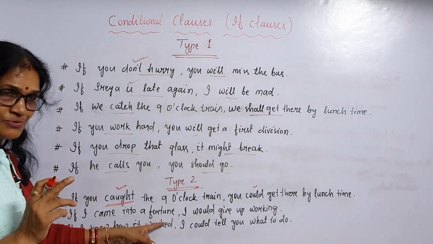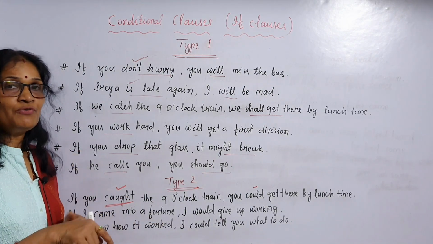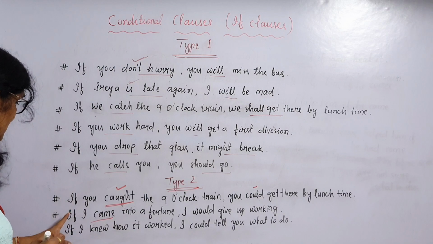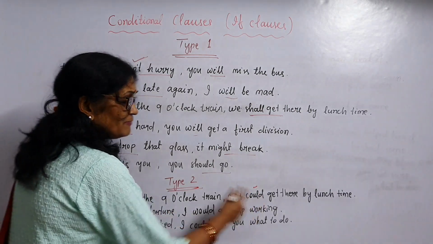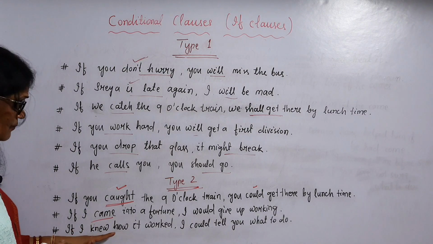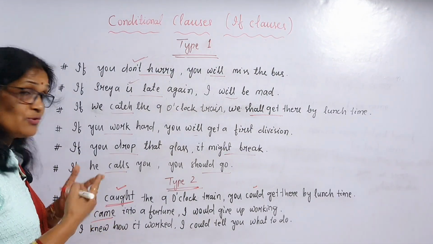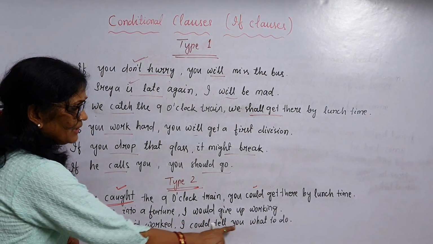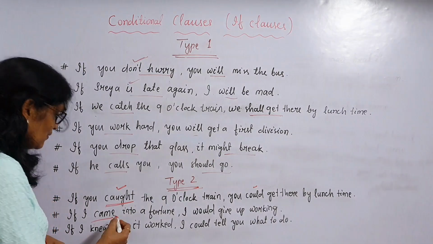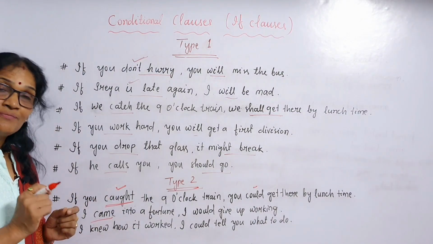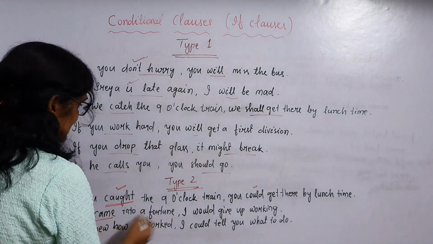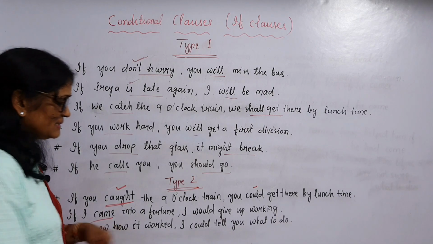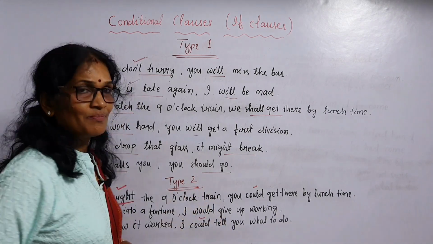If I came into a fortune, there is no surety I will come into a fortune. There you use simple past, type 2 clause. If I came into a fortune, I would give up working. Okay. If I knew how it worked, if I knew, will I know or not? That is not possible. If I knew how it worked, I could tell you what to do. Understand? Where there is less possibility of a future action, there you use the type 2 condition. If I knew, here simple past, how it worked, I could tell. Past modal plus verb 1.